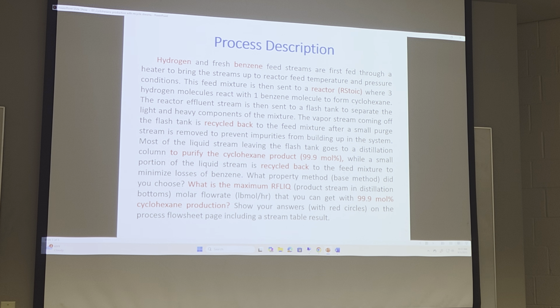Process description, let's look at it, very wordy, but anyway, hydrogen and benzene react to produce cyclohexane. What kind of reactor are we using? We are going to use an R-stoic reactor, a stoichiometric based reactor.